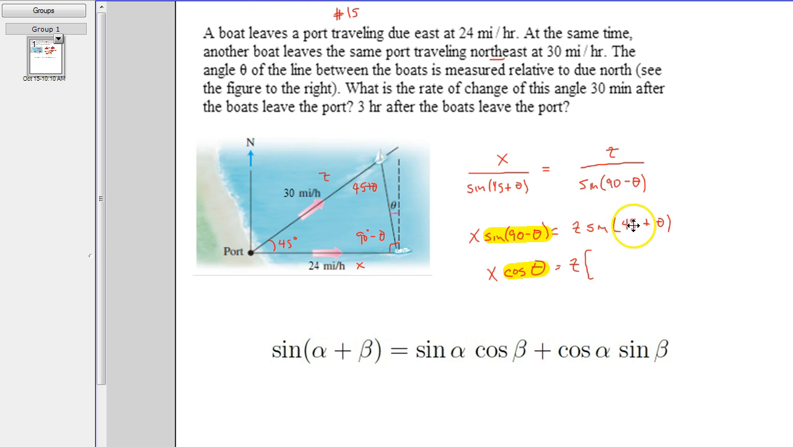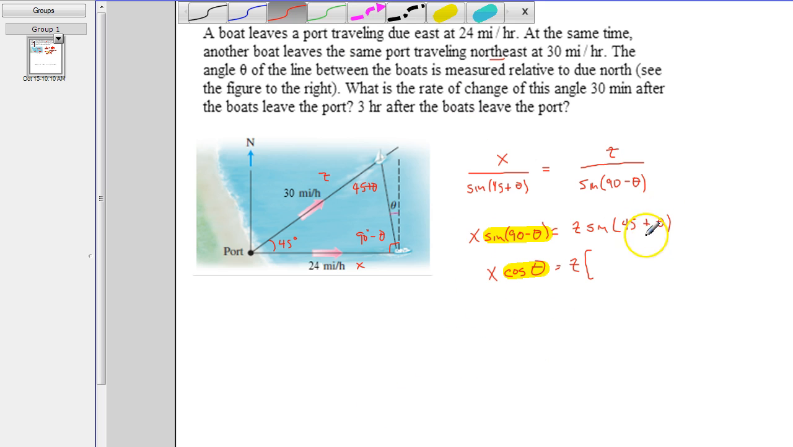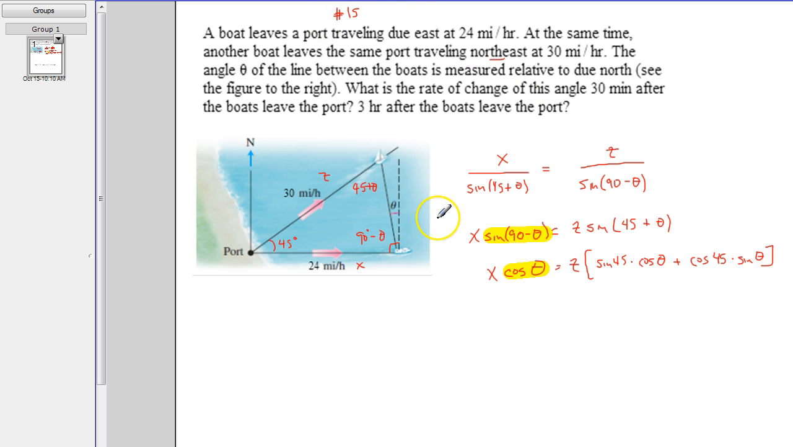So we're going to use 45 for alpha and theta for beta. So right here I've got sine 45 times the cosine of alpha, which is cosine of theta, plus now the cosine of the first one, cosine 45 times the sine of theta, using that identity. Now the next thing we're going to do is just evaluate this. Sine of 45 is the square root of 2 over 2. Cosine of 45 is as well.